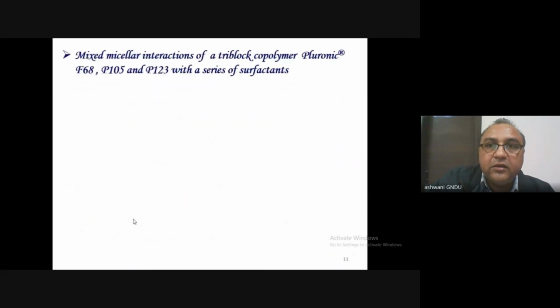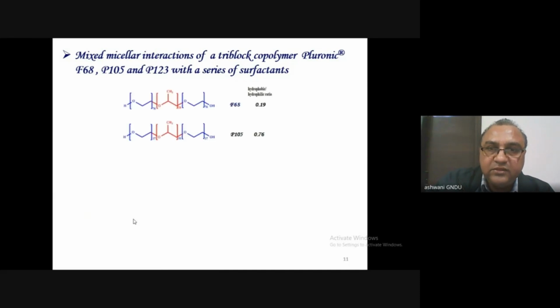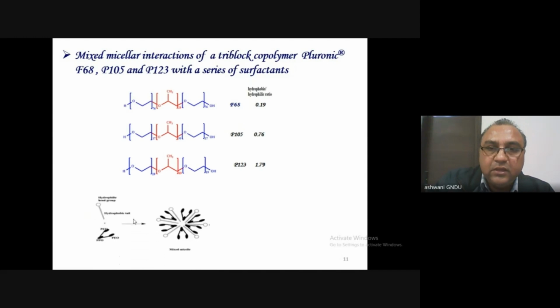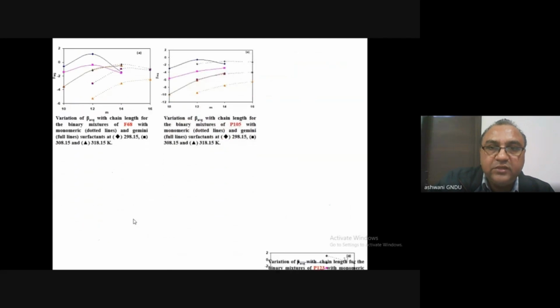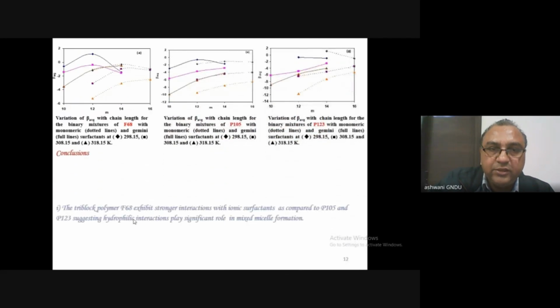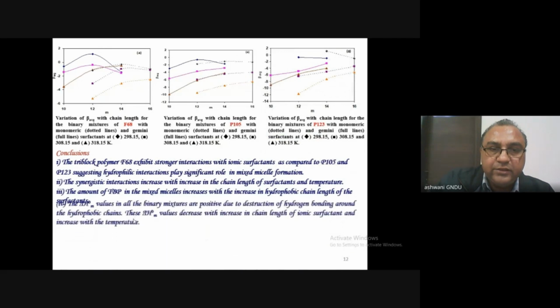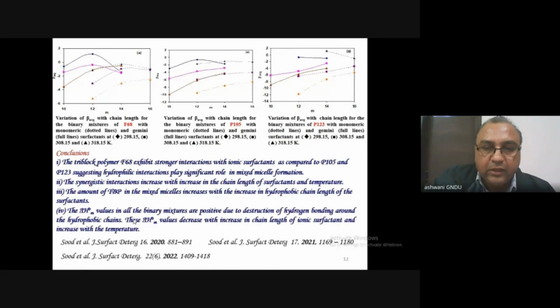Then we have tried the non-ionic surfactants called F16, P105, P123 with a series of another surfactant. Again, mixed micellization of these surfactants. And this is how the mixed micellization takes place in case of non-ionic surfactants. They are also used in a number of applications of coating materials. And the results of this work have been published in different journals like this.